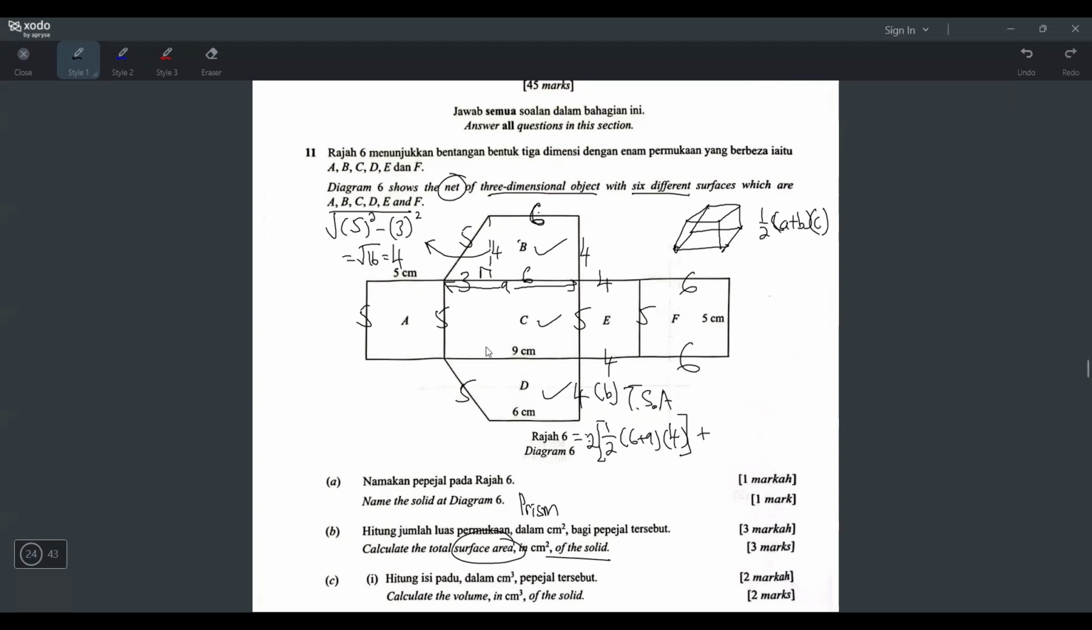Let's find the area of C pula. 9 times 5. For area of rectangle, just ambil panjang darab lebar saja. Base times height. So just 9 times 5. So 9 times 5, bracket, plus. Okay, this area done. What about this area? 5 times 5. So plus bracket 5 times 5. And then plus. What about this area E? 4 times 5. Ataupun 5 times 4. Sama saja. And then last one, 5 times 6. Ataupun 6 times 5.